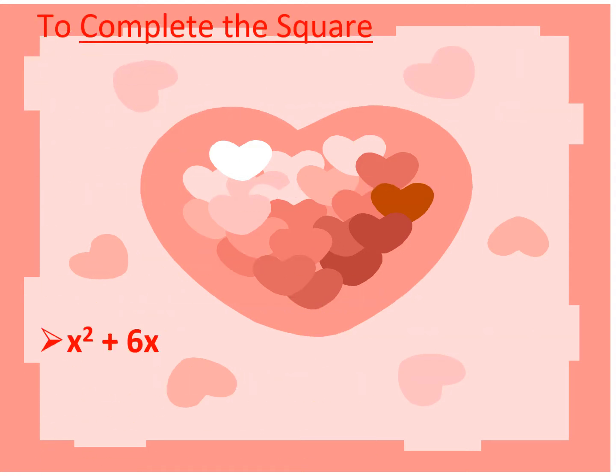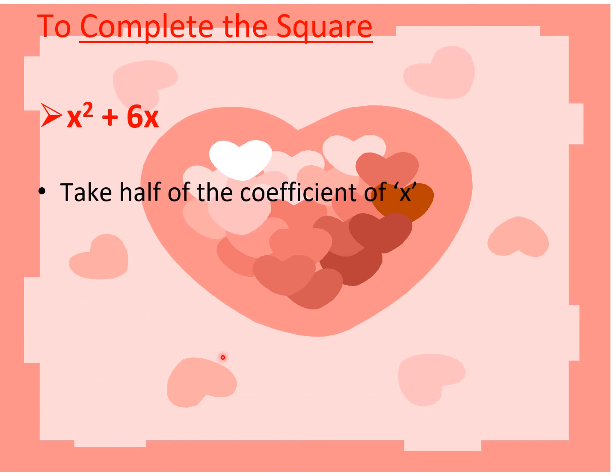So, for example, x squared plus 6x. First step, you need to take half of the coefficient of x, or yung b value po natin. That is 6 divided by 2, that is equal to 3, and then square.